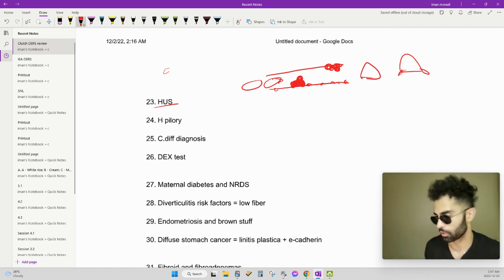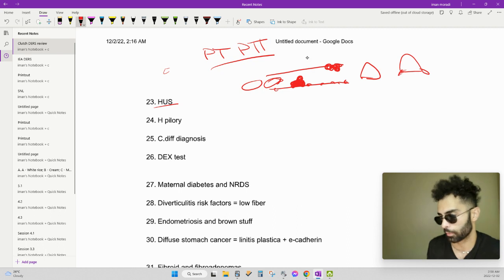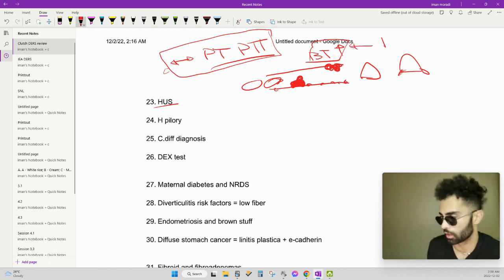So, important distinctions here from DIC, for example. One of them is that we are just activating platelets. We're not activating the components of the coagulation system. So PT and PTT will be normal, right? But bleeding time will be high, and the other thing is that our platelets are going to be low.